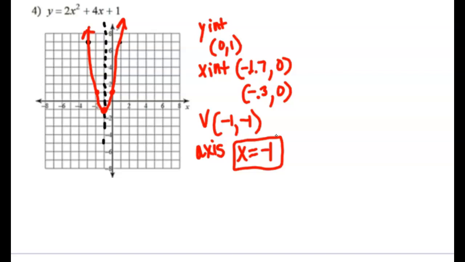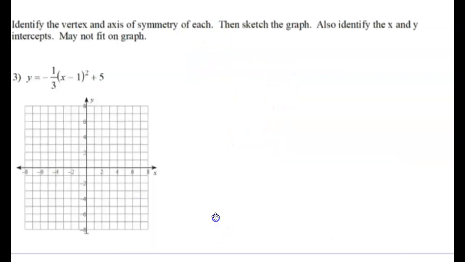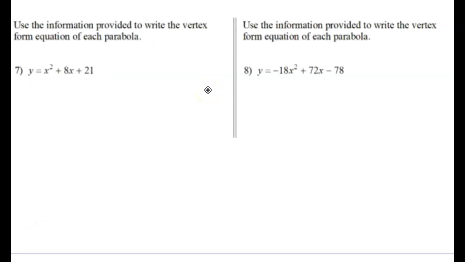Did that help a little bit? Do you want me to do one more, or you think you're okay? Did anybody have a practice one that didn't go well? Yes, worksheet 12, number 7. Okay.